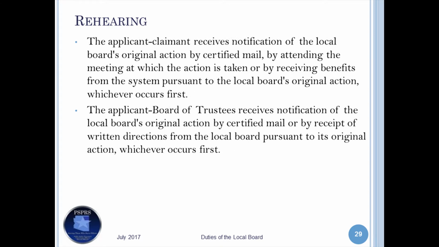Okay, another rehearing situation. The applicant or claimant receives notification from the local board. If you don't send it by certified mail, that's when we ask for a rehearing. You have to take action receiving benefits or not receiving benefits, whichever occurs first. And if you have this notification going through the local board, if you always do it by certified mail, you can then always be sure that you're covered by the law. But the member has to be notified of your decision, whether it's a yes or a no. Okay?